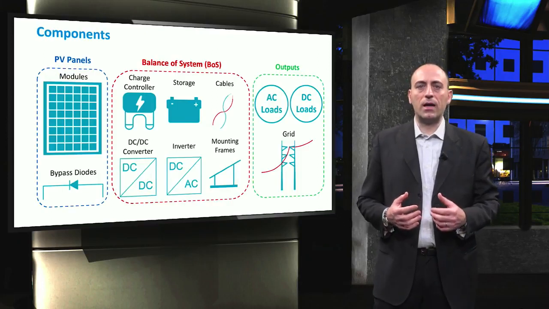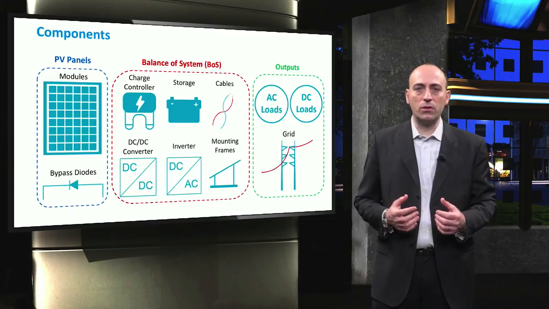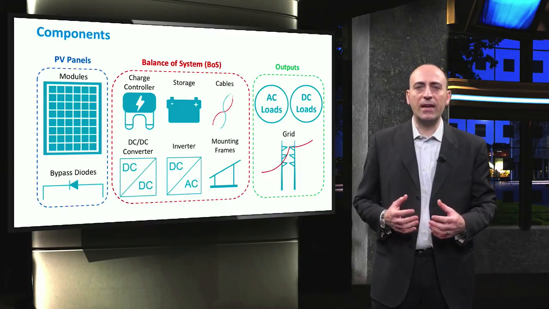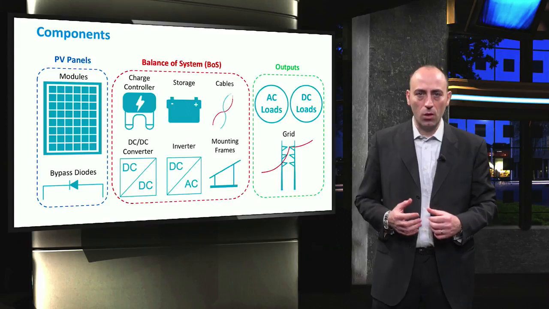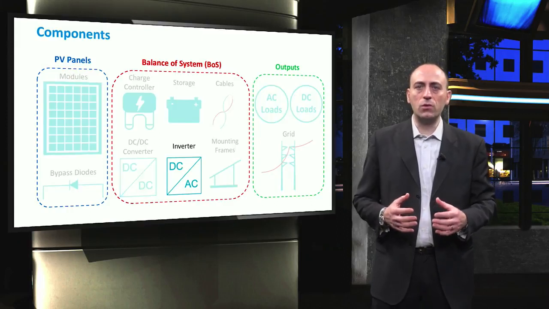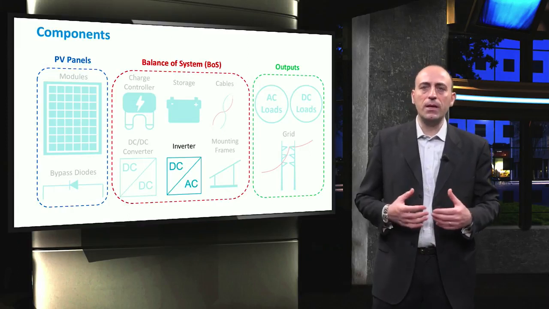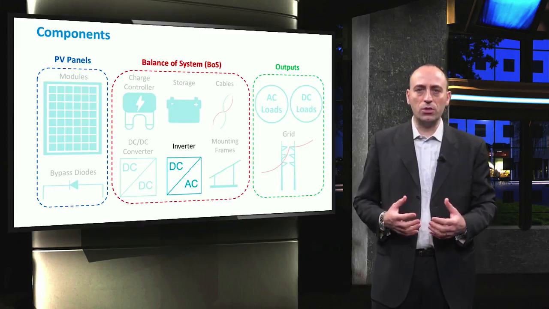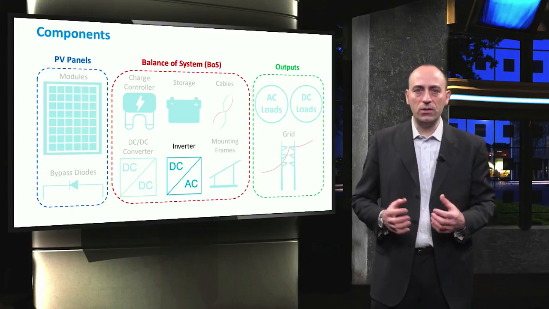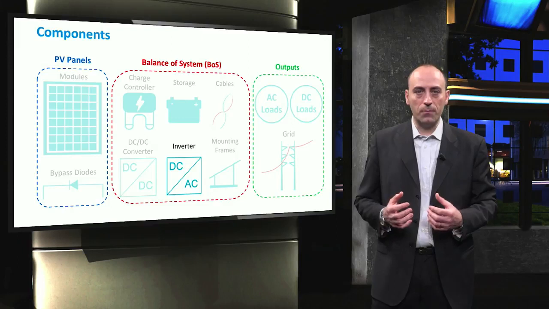Coming back to this slide that summarizes the most important components forming a PV system, we can find the inverter again in the balance of the system block. It is very important to note that the term inverter can have two different meanings. First, it is used for the actual inverter, which is the electronic device that performs the DC to AC inversion, as we are going to see.